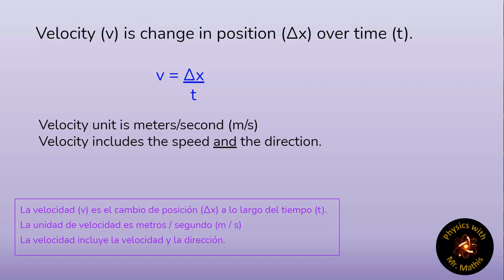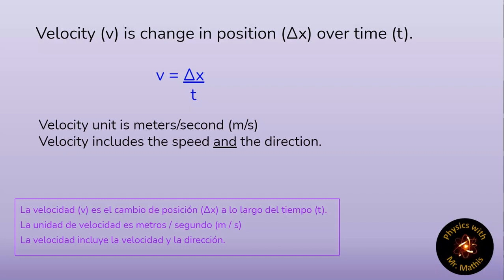Velocity is defined as the change in position over time. The variables here are v for velocity, delta x for change in position, and t for time. The equation is v equals delta x over t.